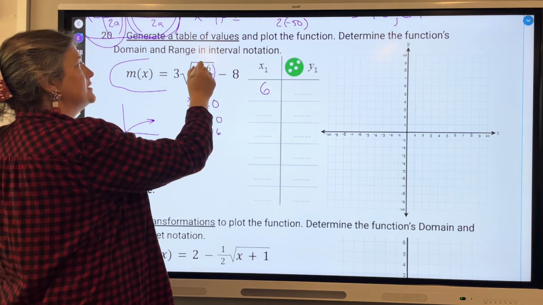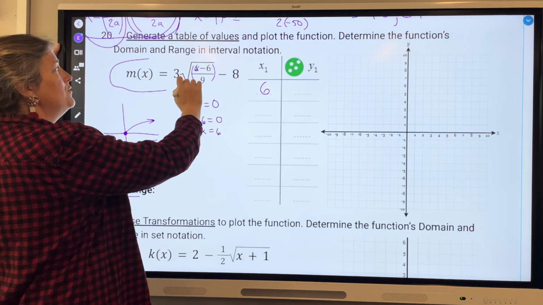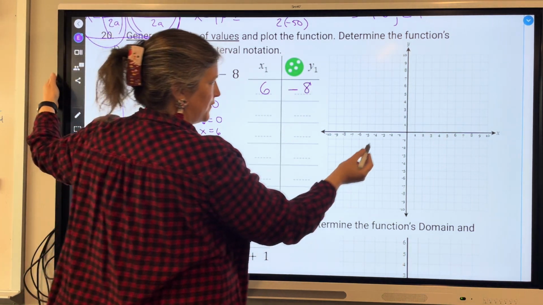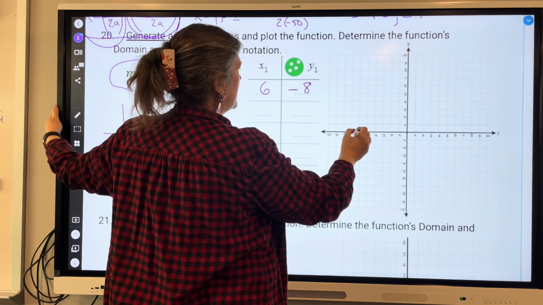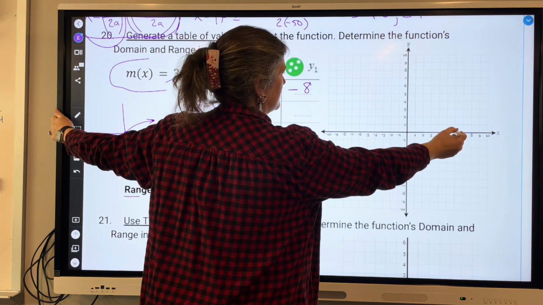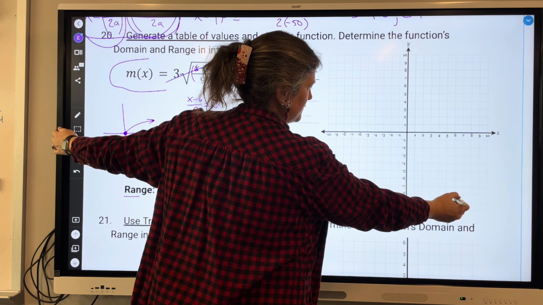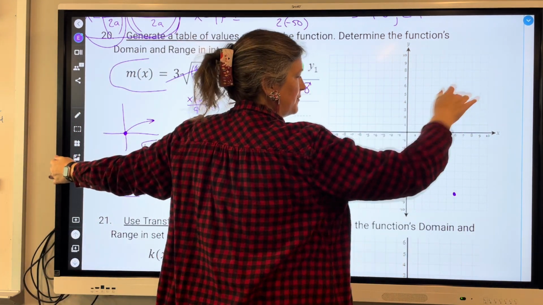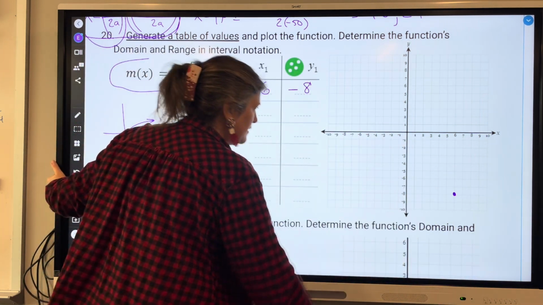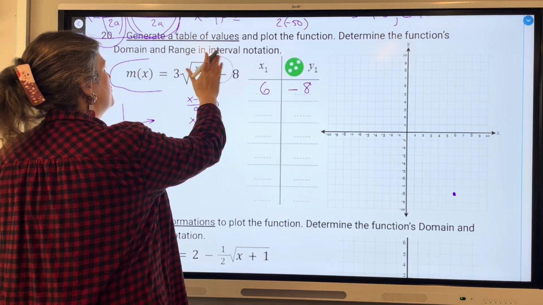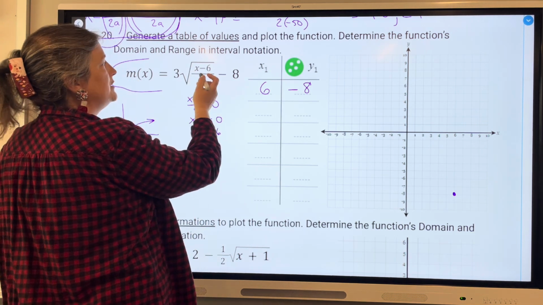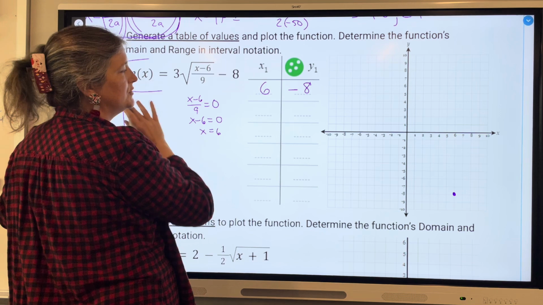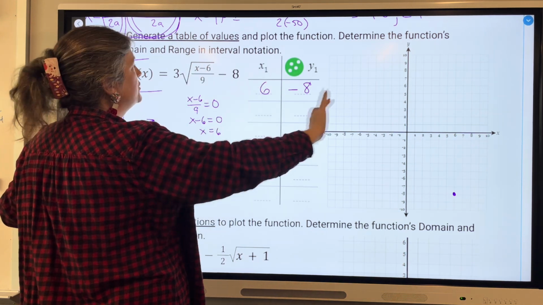When I plug 6 in, this whole thing goes to 0, and my output is negative 8. So my function has a key point, its starting and stopping point, at positive 6, negative 8. Now the question is, does it go up to the right, down to the right, up to the left, or down to the left? I have to do a little more work on that. I don't want to pick a value less than 6, because when I subtract 6, that would make it negative, and I can't do that. So it's definitely going to be going to the right.